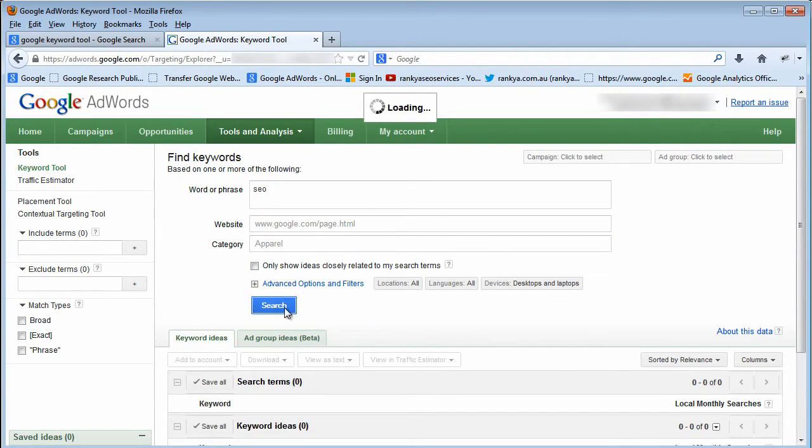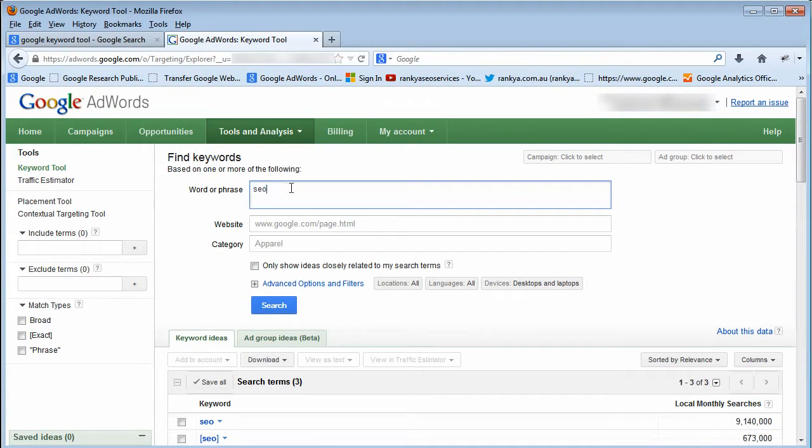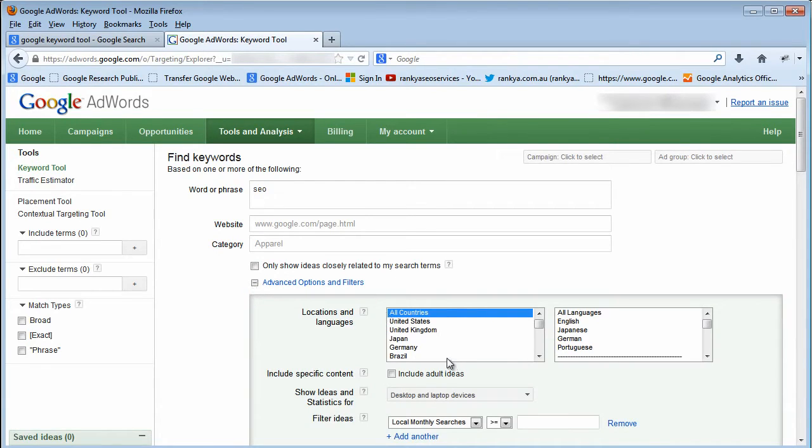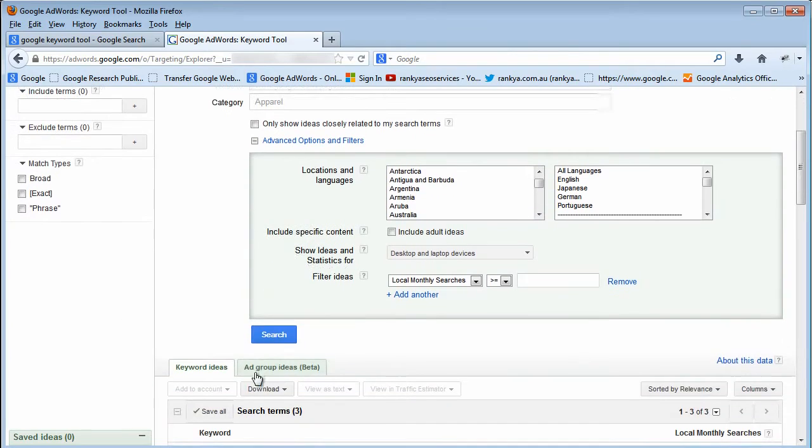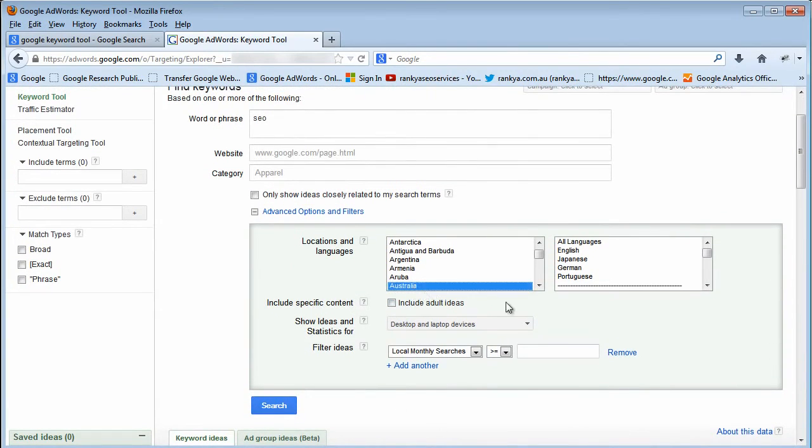Let's just quickly type a particular keyword, just one word, and conduct the search. Now we have advanced options and filters. Now this is very critical for you to explore. First, what I tend to do is I type a word and I choose all countries, all languages and so on. Okay, now I live in Australia. After I conduct that search, I then come back and narrow down to country. Okay, and surely you should be doing the same thing.